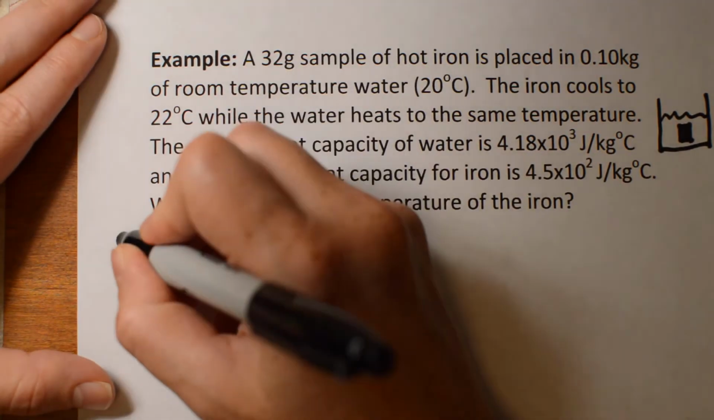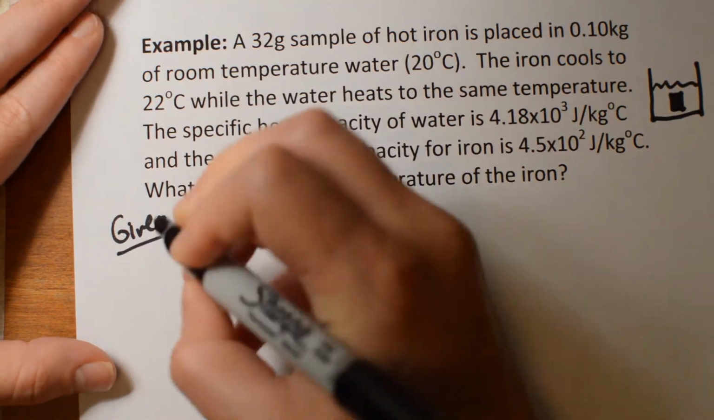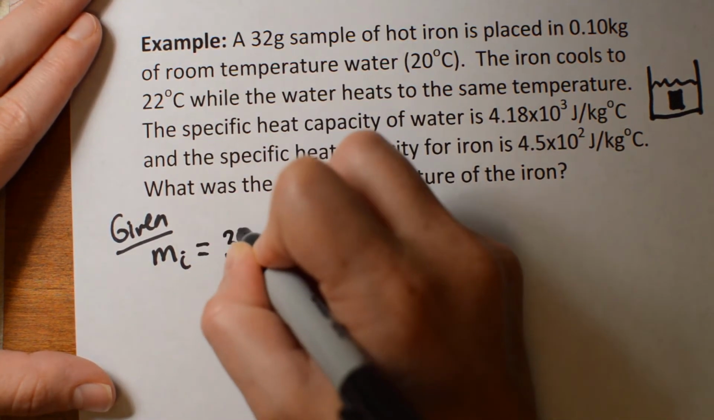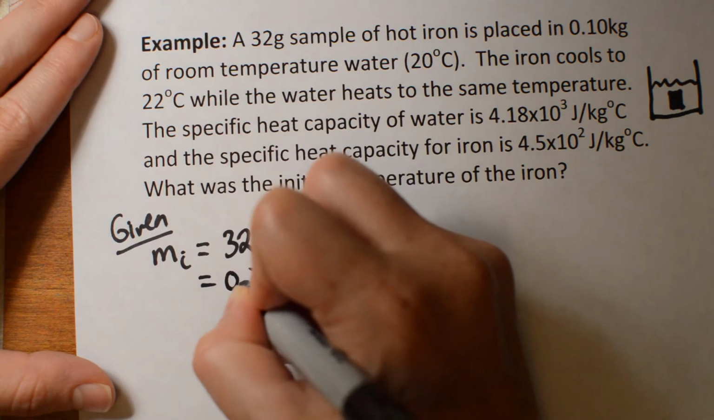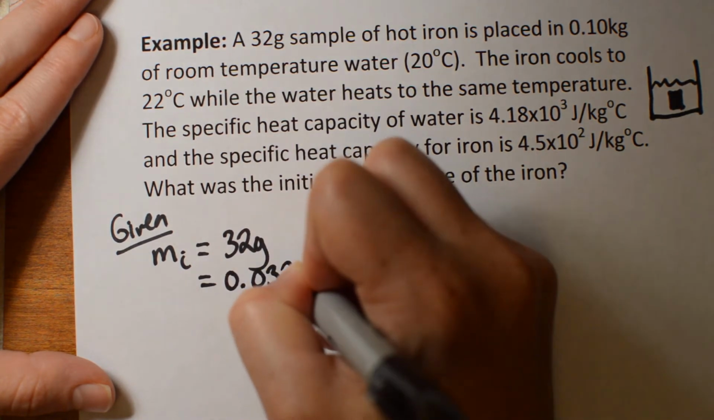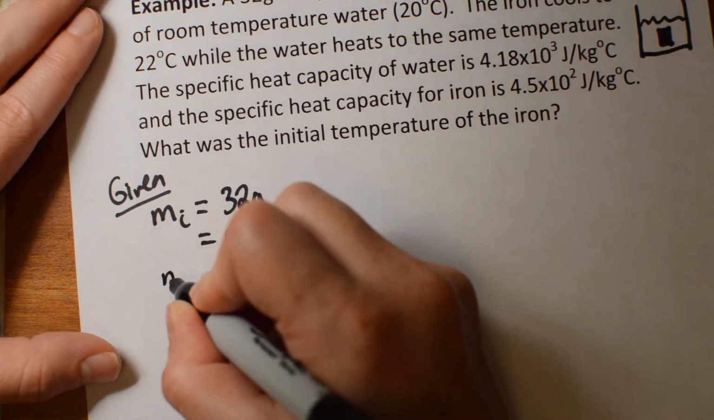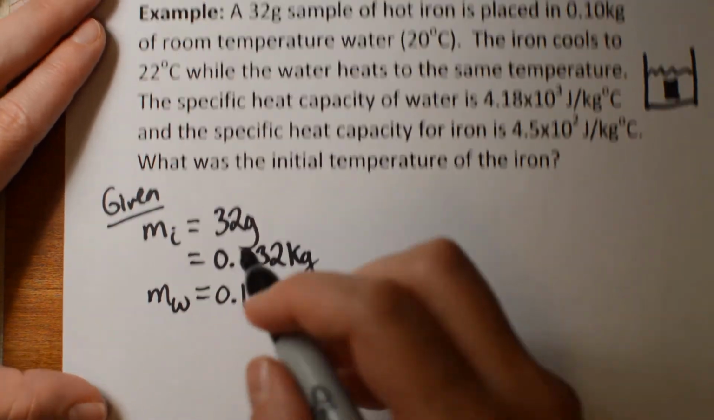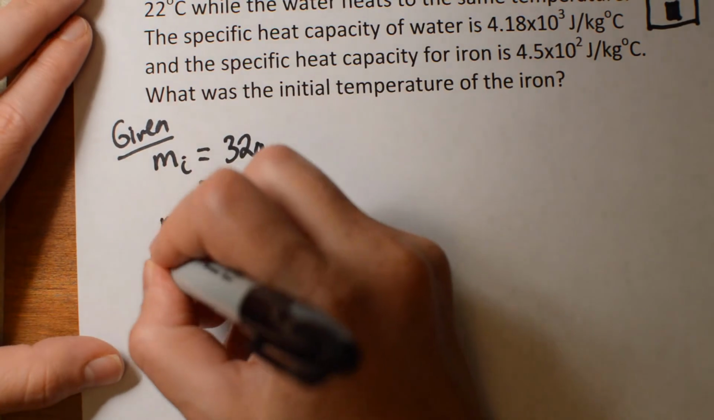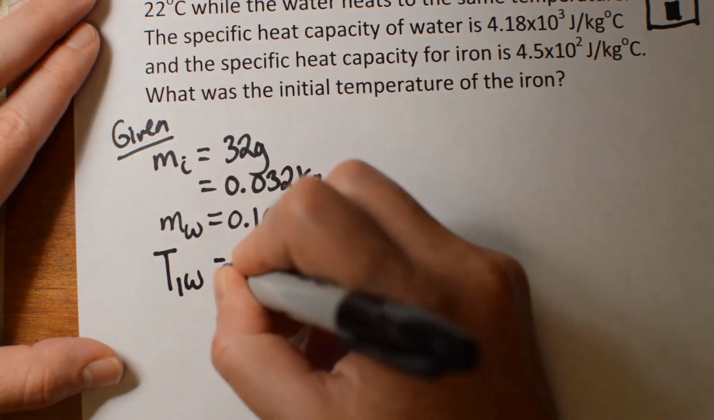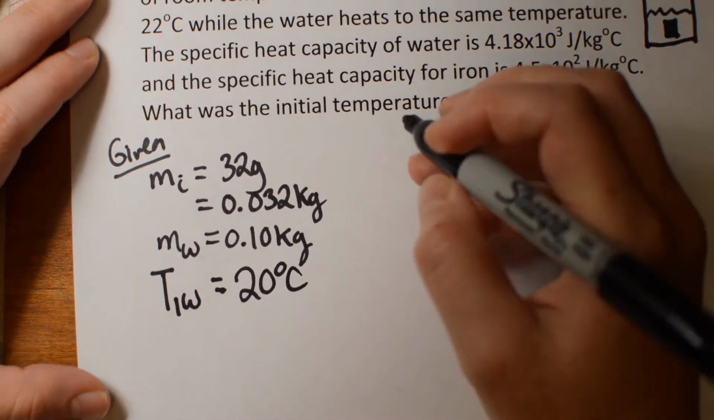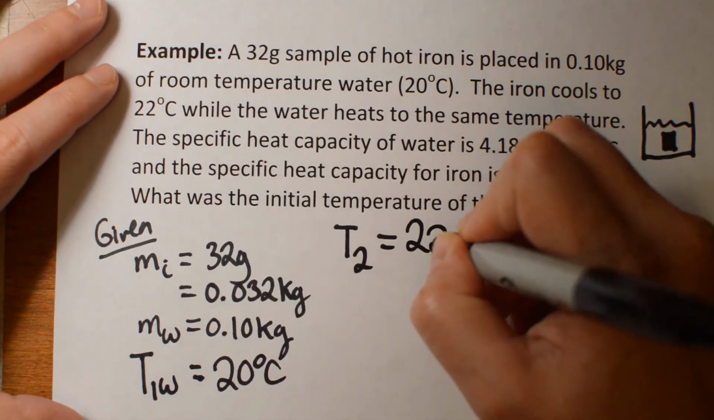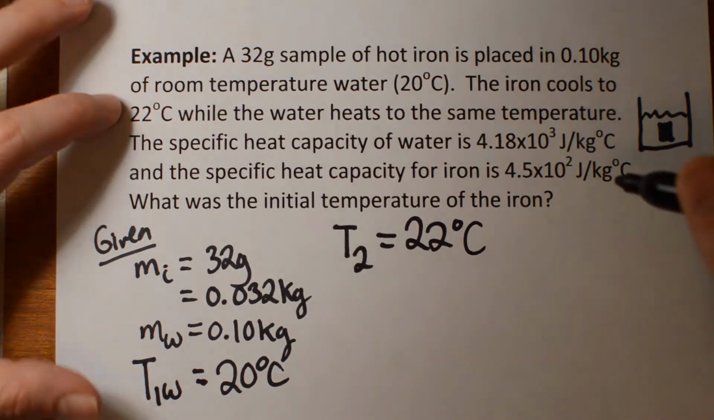Let's write down everything we know here. So we're given the mass of the iron. Mass of the iron is 32 grams. I need to switch that to kilograms, so 0.032 kilograms. I know the mass of the water is 0.1 kilograms. I know the initial temperature of the water, so T1 of the water is 20 degrees Celsius, and I know T2 of both the water and the iron is 22 degrees Celsius.